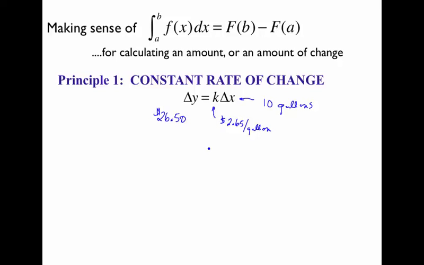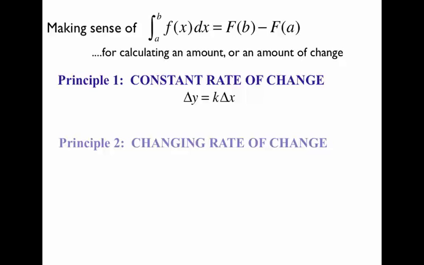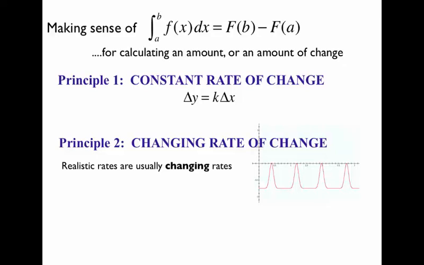Same thing. So it's a constant rate of change, crucial for the fundamental theorem. Second is that lots of things in the world are not modeled by a constant rate of change. Instead, they're modeled by a changing rate of change. So realistic rates are usually changing rates, especially speed. Speed is the rate of change, and usually that's a changing speed. So this was the speed of the flag, the rate of change of height with respect to time of our flag.